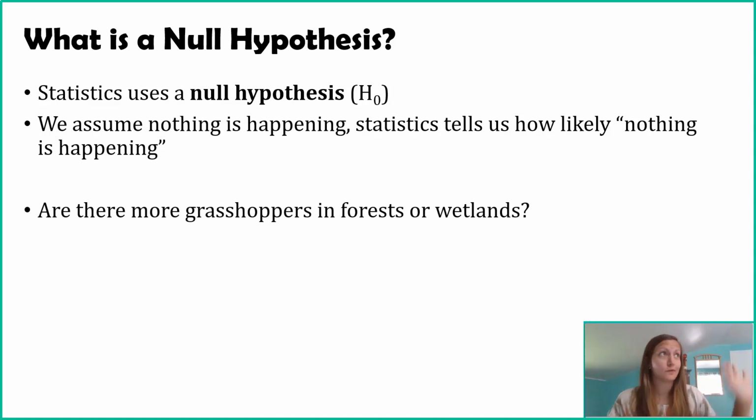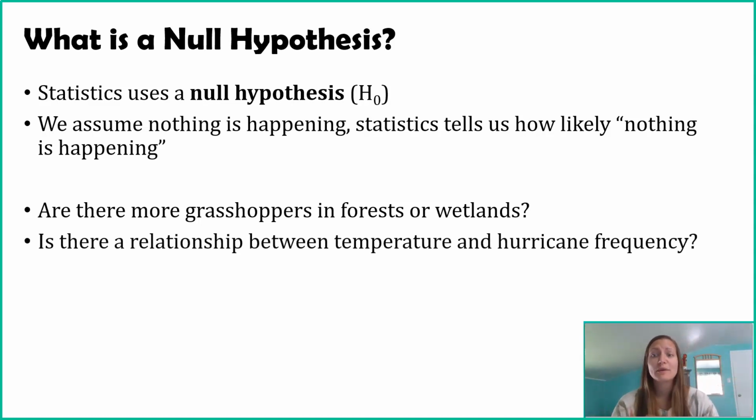Imagine your research question, unrelated to Hardy Weinberg, is, are there more grasshoppers in forests or wetlands? Now you might have a hypothesis, oh, I think they'd be more common in forests. But the null hypothesis, remember, is that there's nothing going on. So my null hypothesis for this question would be something like, there is a similar amount of grasshoppers in forests or wetlands, right? There's nothing happening. Wetlands aren't higher, forests aren't higher. We're just going to say nothing's happening. Later, we do a statistical test, and it's going to tell us how likely is nothing happening.